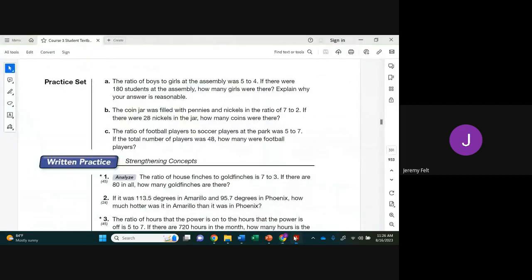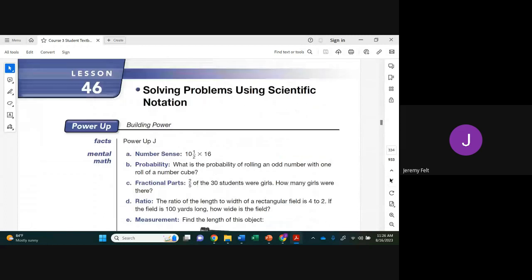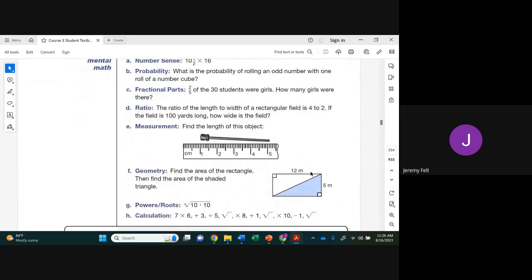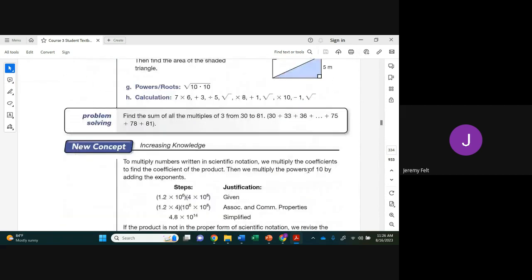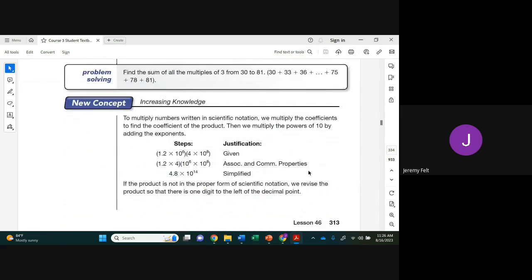So today we're looking at 46, 47, 48 for our lessons. So 46 is solving problems using scientific notation. So again, we remember our powers of 10 and all of that. So how we can solve these, okay, we have what's known as our coefficient. This is our base 10. We always use base 10 in scientific notation, whether it's a positive or negative exponent. Another coefficient and another base 10.